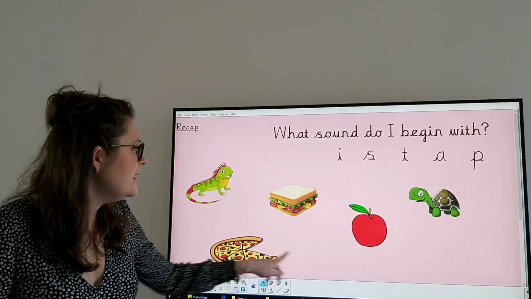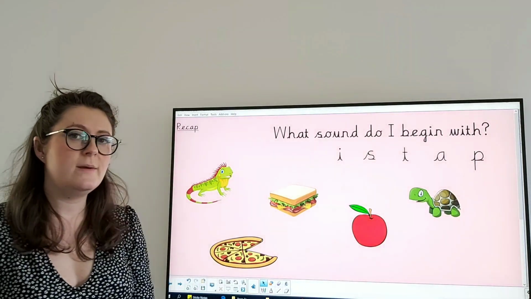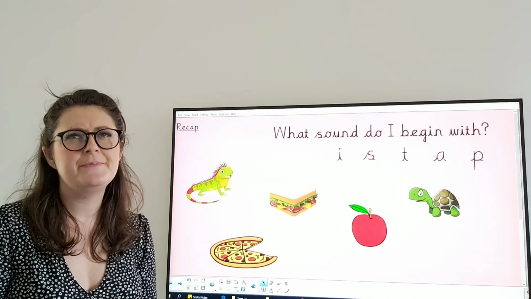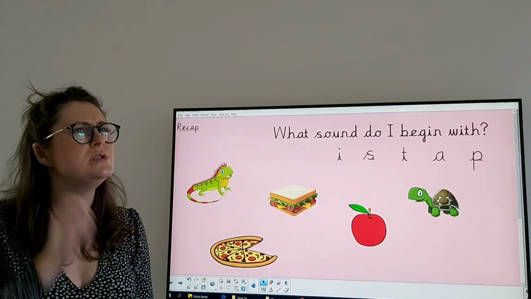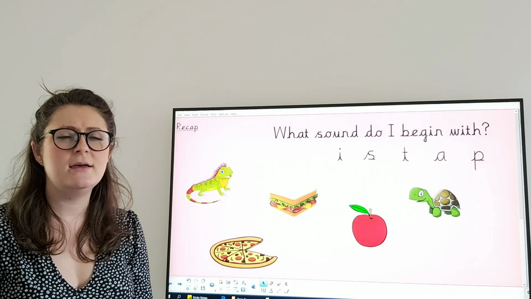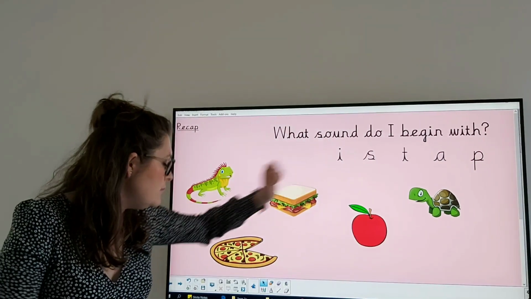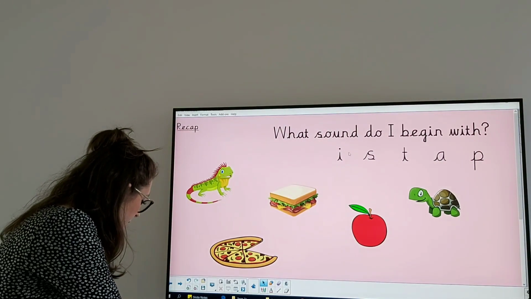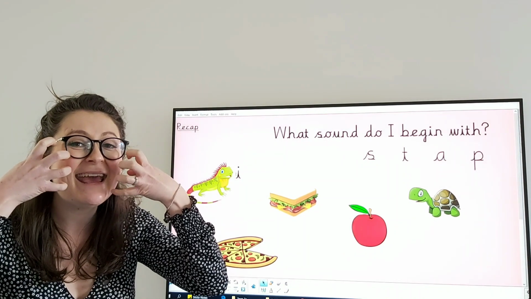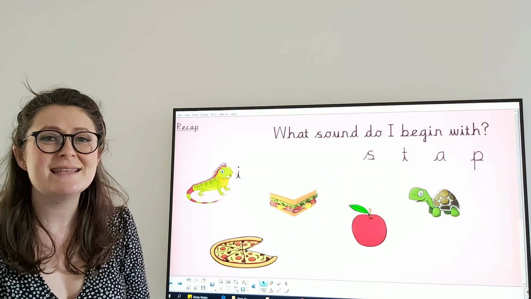Now, looking at these pictures, we need to decide which letters go with the picture, okay? So, I've got an iguana. Iguana. What sound can you hear at the start of the word iguana? Well, I can hear an I. So that tells me that I need to move the letter I over to the iguana, because it starts with the sound I. Super.